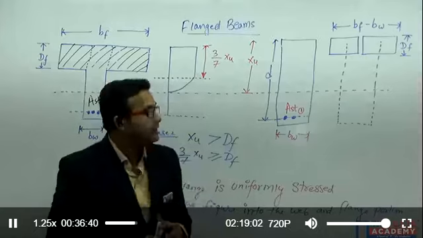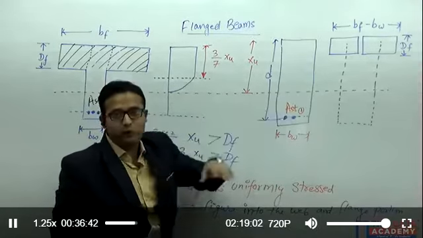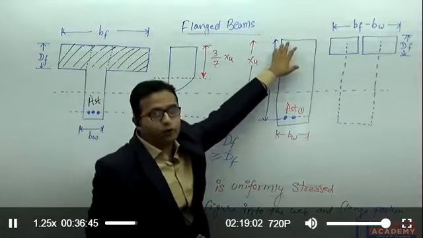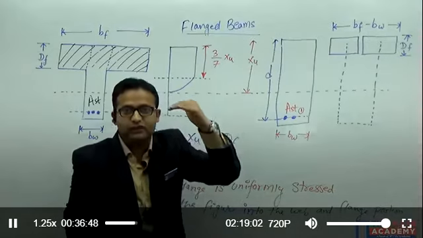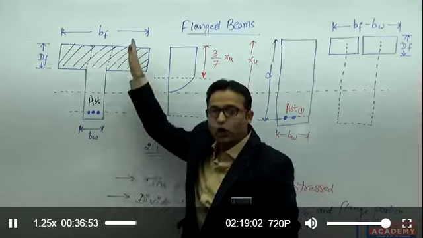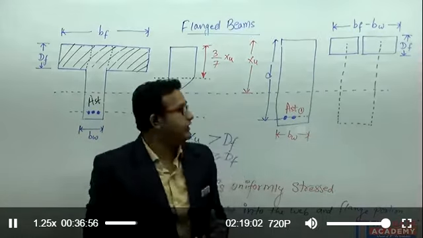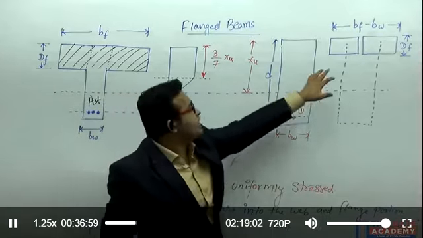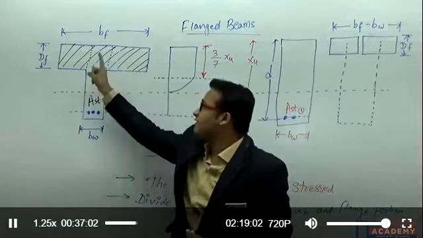Right? So how to calculate the moment of resistance for this web portion? I have taken the web portion from the top of the flange to the bottom of the web. From top of the flange to the bottom of the web, I have taken the total effective depth as D for the web. This is your flange portion. The effective width of the flange is BF.